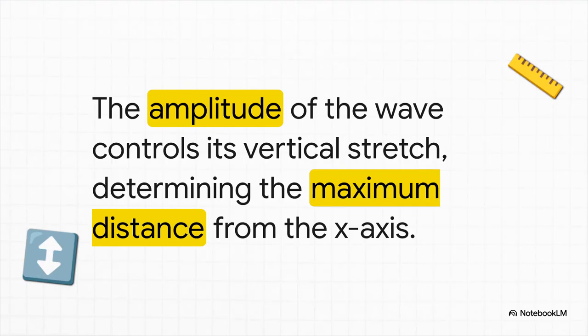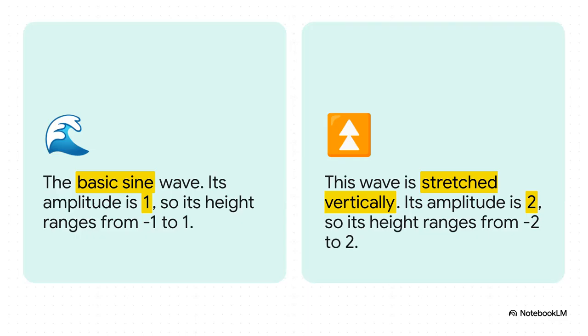The very first tool in our kit is all about controlling the vertical reach of the wave. It's called the amplitude. This is how we decide how high the peaks are and how low the valleys go. And it's incredibly simple to use. All you do is multiply the entire function by a number. So let's say you multiply by 2. Bam! You've just stretched the entire wave vertically.